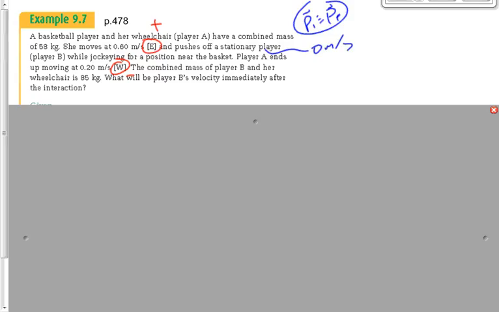Wheelchair. Sometimes what we want to do in situations like that is make it two objects, right? Well, you got a basketball player, you got a wheelchair, M1, M2, right? But they always stay together through the whole problem, so let's just treat that as one object. Basketball player and her wheelchair have a combined mass of 58 kilograms. Let's say M1 is 58 kilograms. Player B in her wheelchair is 85, so let's say M2 is 85 kilograms.